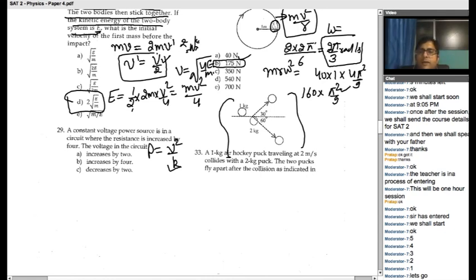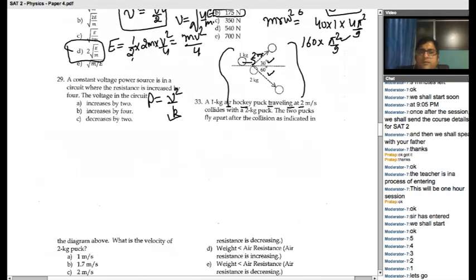A 1 kilogram air hockey puck traveling at 2 meter per second. So this is moving at 2 meter per second. Now it strikes the 2 kilogram puck and then they move at these angles. This is making 30 degree, this is making 60 degree. What is the velocity of this 2 kilogram puck? That's what they are asking you.